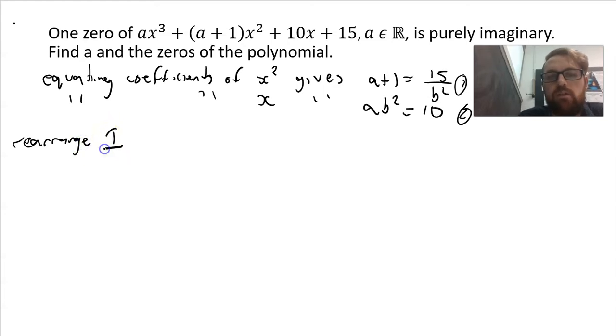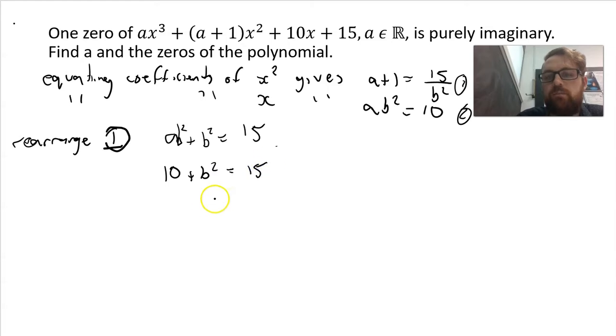All right, so now if I rearrange equation 1, at the moment it's a plus 1 equals 15 over b squared. But if I times both sides by b squared, I'll get ab squared plus b squared equals 15. Now the reason I've done this is because I know ab squared is 10 in equation 2. So I can change this first ab squared into 10. So 10 plus b squared equals 15. That means b squared equals 5 and b equals the square root of 5.